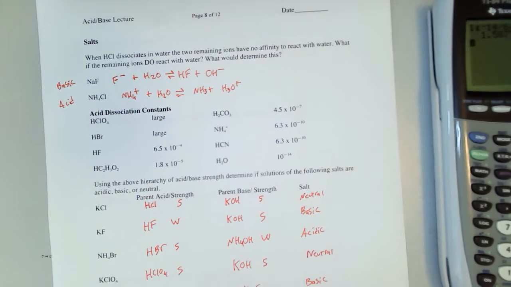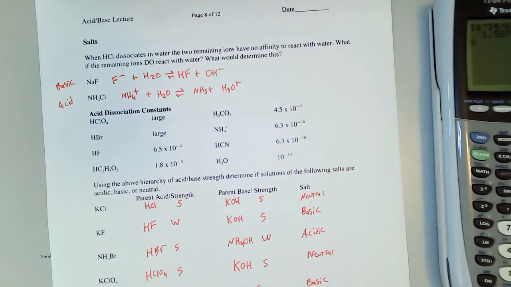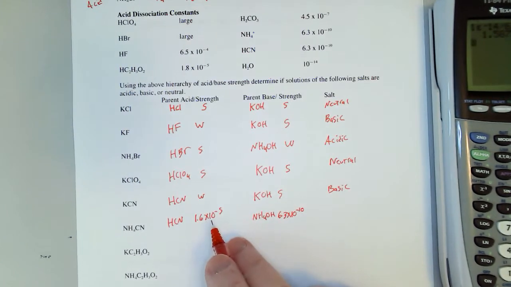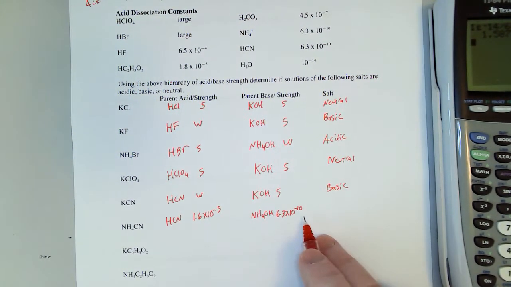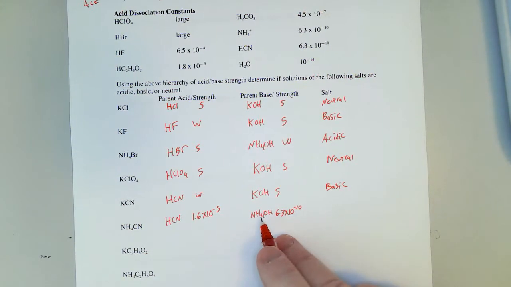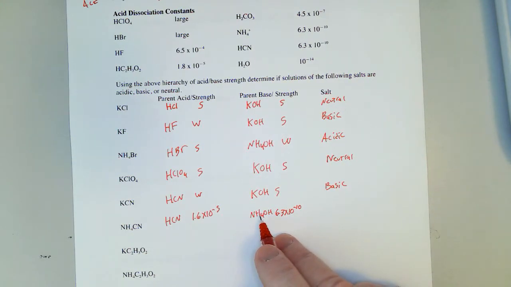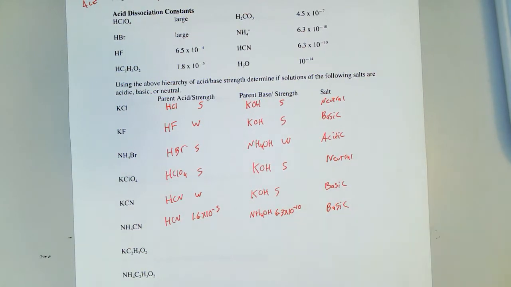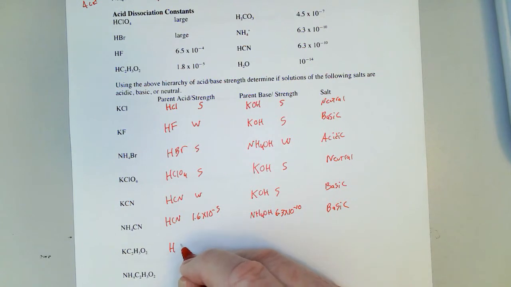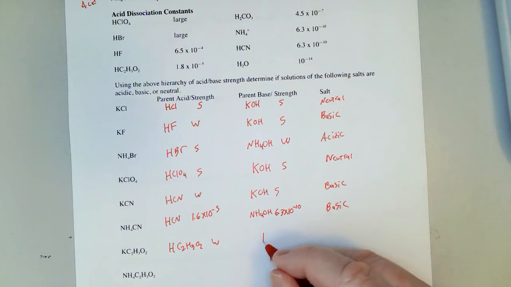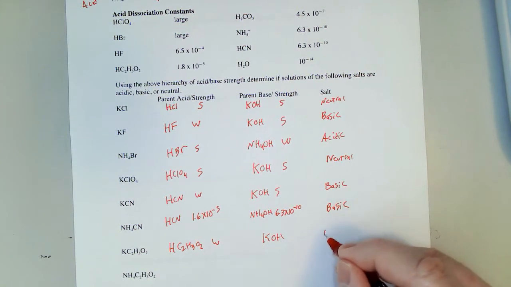So that means that the conjugate base of HCN, CN minus, is stronger than the conjugate of the NH4OH, which is the NH4 plus. That means this is going to end up basic. Here, acetic acid, HC2H3O2 is weak, KOH is strong, it's basic.